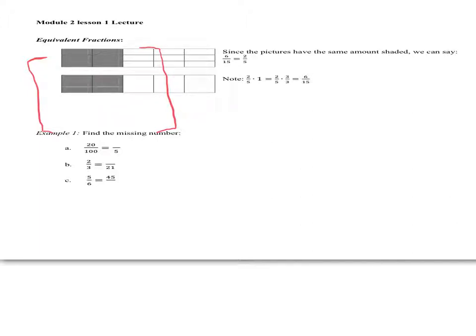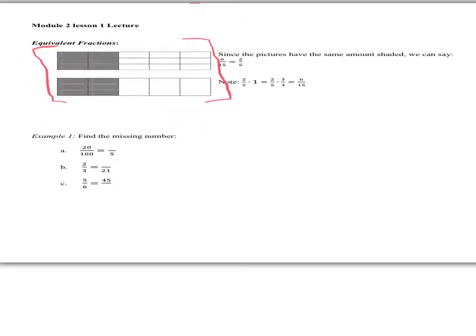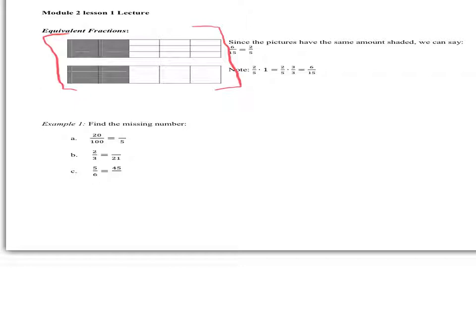Two fractions are equivalent if they have the same value. The same part of each rectangle is shaded. So we write the equivalent fractions 6 over 15 is equal to 2/5. And then our note here is that we can write 2/5 as 6 over 15 by first multiplying it by 1, which is equivalent to 3 over 3, and that's where we can get our 6/15. 2 times 3 is 6, and 5 times 3 is 15.